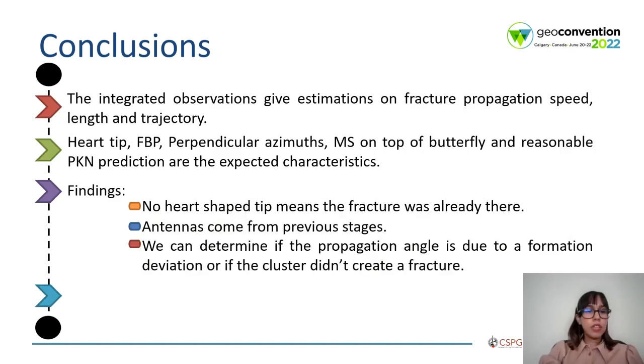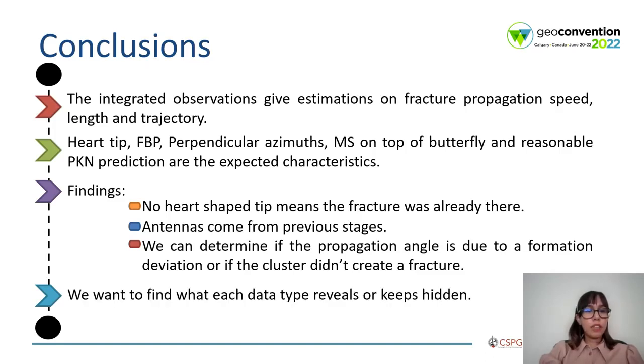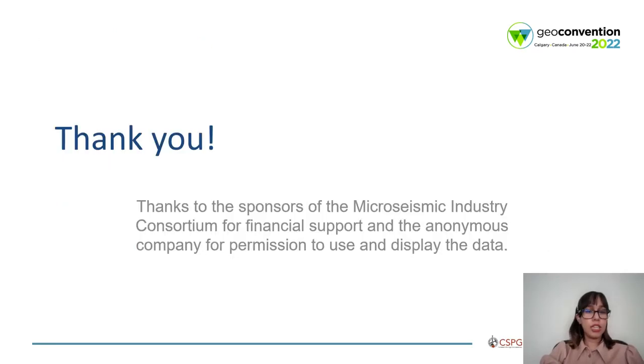At this stage of the analysis, we have found that the absence of heart-shaped tip means that the fracture was already open, that antennas come from openings in previous stages, and that we can determine whether the fracture propagated with an inclination due to normal deviation in the formation or to the cluster failing to create a fracture. We hope to find what different data types reveal or do not reveal. I have a well with dozens of stages to look at, so there is still a lot of information that we can get, so keep in tune.